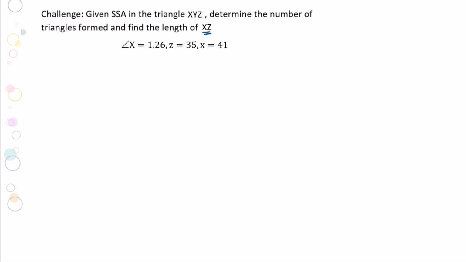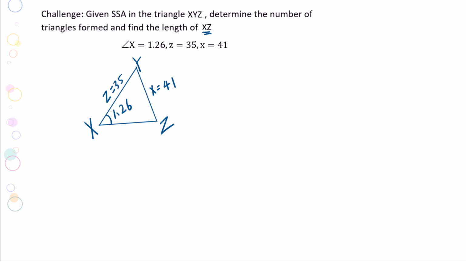XZ. Since we are looking for the length in SSA problems, we will use the cosine law. Let's draw the triangle first. We have X. This is the lowercase x. Here's Z, 35. Lowercase x is 41. Angle x is 1.26. The angle is in radian. This is Z, and here is Y.